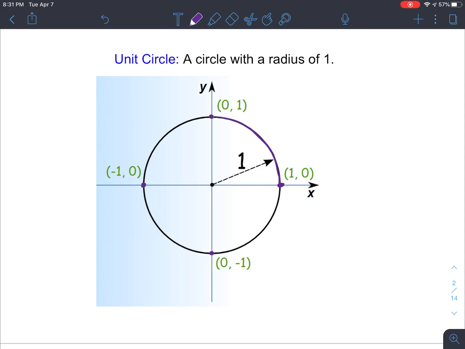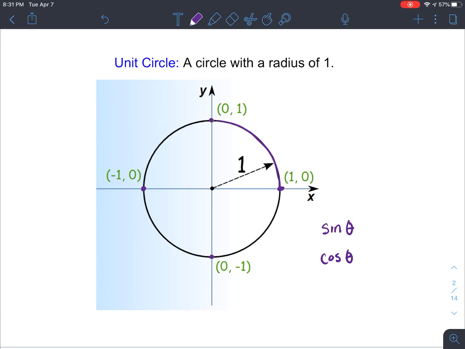So now, why is this radius of 1 so important? Well, let's review our trig functions. Sine of theta, cosine of theta. In one of the other videos, we talked about how to find the sine and cosine based off of the ordered pairs, x, y, and the radius r. Sine was equal to y over r, and cosine was equal to x over r. But on the unit circle, r is equal to 1.